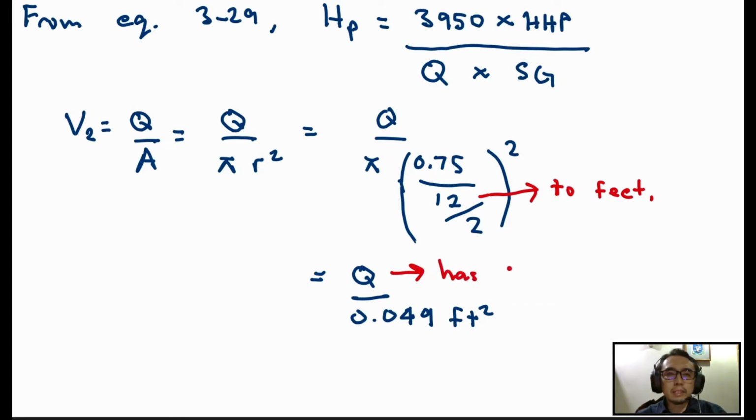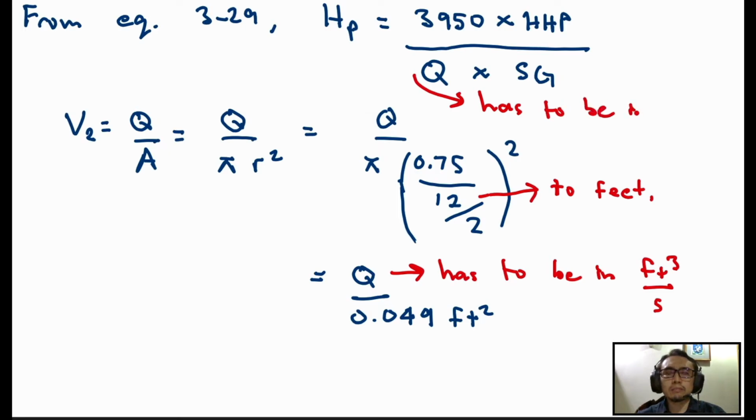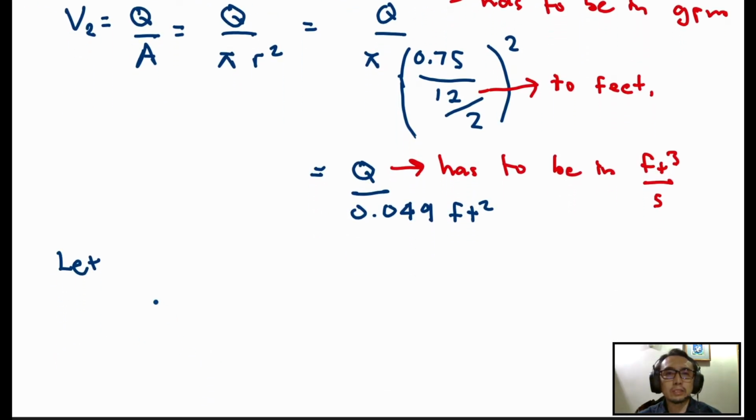But remember, Q in this equation has to be in cubic feet per second in order to be consistent. But in equation 3.29, Q is defined to be in gallons per minute. There's no choice in that equation. So we must ensure all the units are consistent. Let's stick to Q in gallons per minute, and we can convert it to find V2.